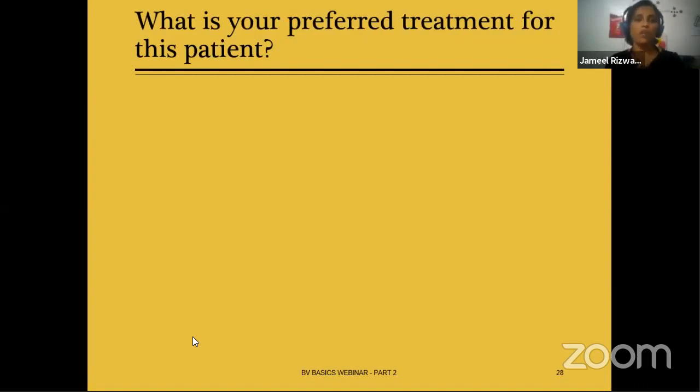I'm going to ask you to just type in the chat box what is your preferred treatment for this patient. Okay, I'm just going to wait for 10 to 15 seconds to see what you're going to type in the chat box. Now that we know this is convergence insufficiency, what are you really going to do for this patient?